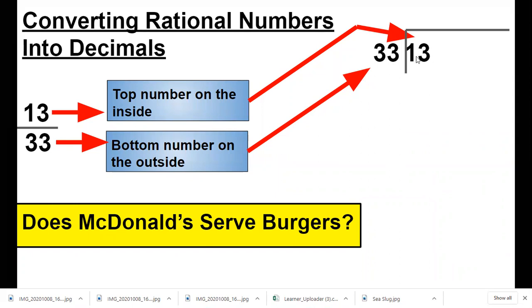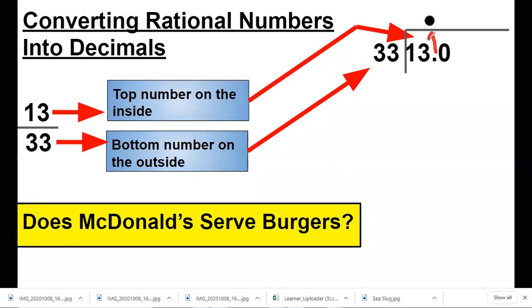33 is way bigger than 13. So we have to add a decimal point and a 0. And then right away, I put the decimal point up above. Made it nice and big again for you so you can see it's supposed to line up right with the decimal in the number. Now we pretend like the decimal isn't here and we divide 33 into 130.